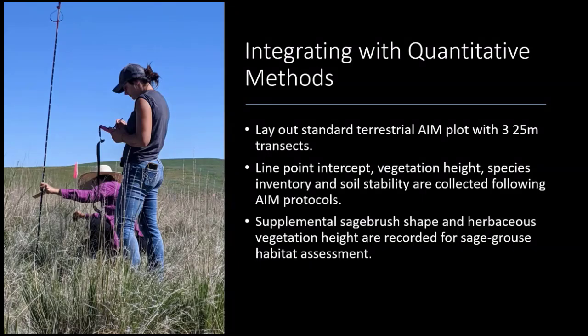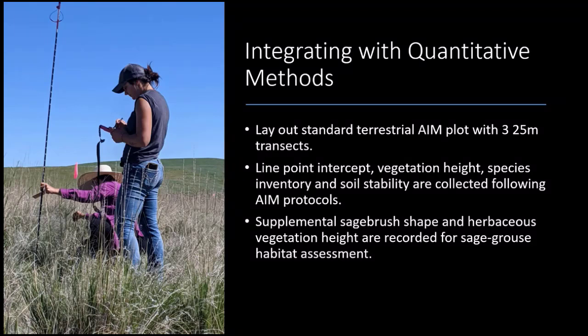They are laying out 3 25-meter transects in a spoke design, which is sort of a standard for most AIM plots. And they're collecting line point intercept to get cover data there. They're collecting vegetation height, which is used for the sage-grouse habitat assessments. They're collecting species inventory, which can be used for diversity and developing that functional structural groups worksheet, and is also used to inform the forb availability for sage-grouse. And they're also conducting a soil stability test, which will inform IIRH.